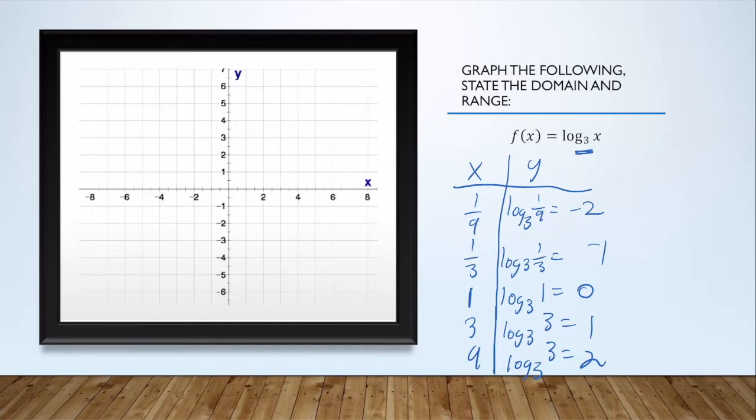So when x is 1/9, y is negative 2. So here's 1/9. We'll go right there. When x is 1/3, y is negative 1. When x is 1, y is 0. When x is 3, y is 1. And when x is 9, y is 2. So it's like up over here.